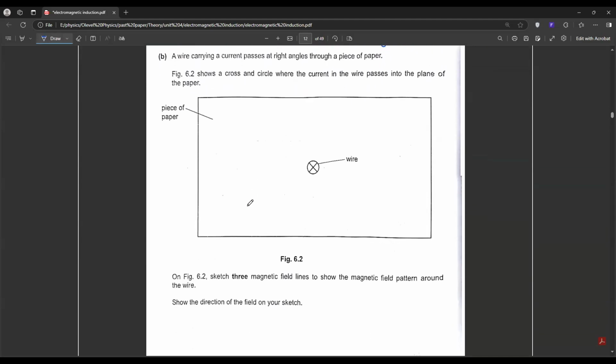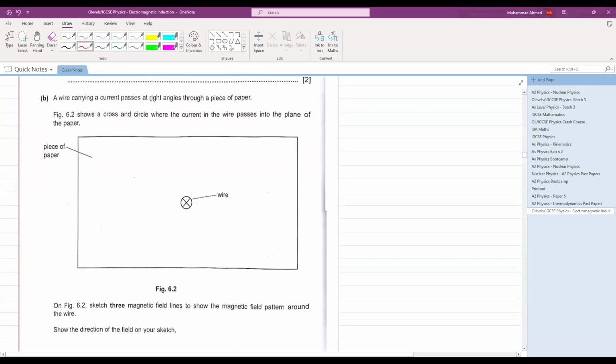A wire carrying a current passes at right angles through the piece of paper. Figure 6.2 shows a cross and a circle where the current in the wire passes into the plane of the paper. On figure 6.2, sketch three magnetic field lines to show the magnetic field pattern around the wire. Show the direction of the field lines on your sketch. So this is a wire that is carrying current into the plane.